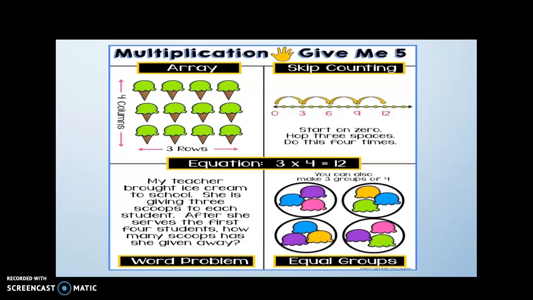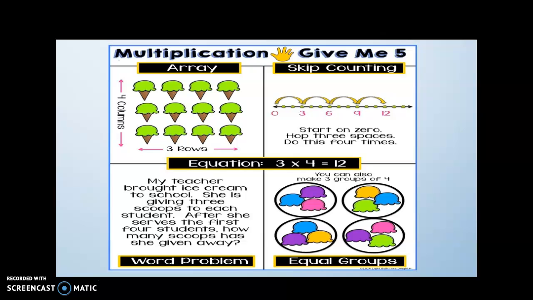We can also do a word problem. Will somebody read the word problem? Raise your hand. Nobody wants to read? Okay, I know it's a lot tackling multiplication problems. I'll read. My teacher brought ice cream to school. She is giving 3 scoops to each student. After she serves the first 4 students, how many scoops has she given away?